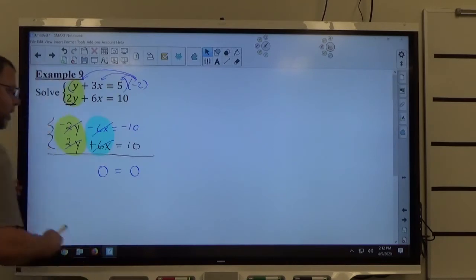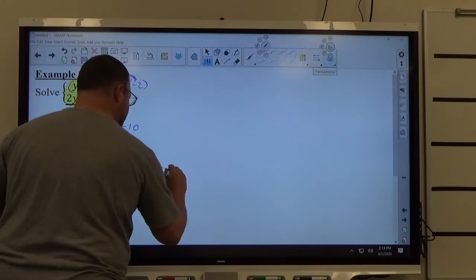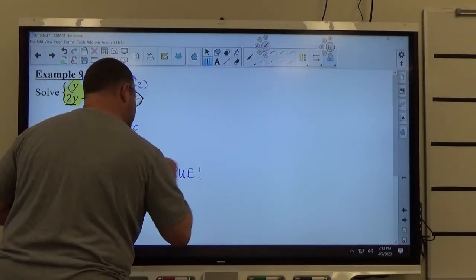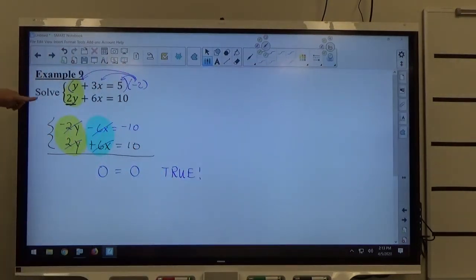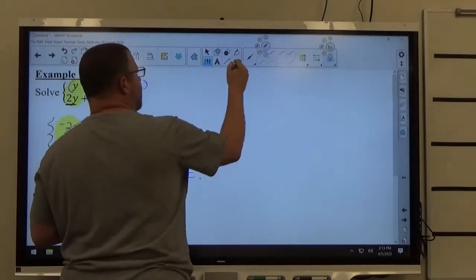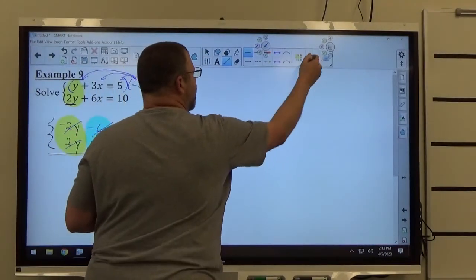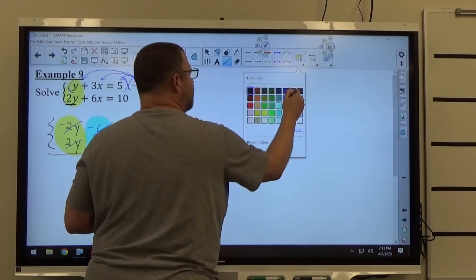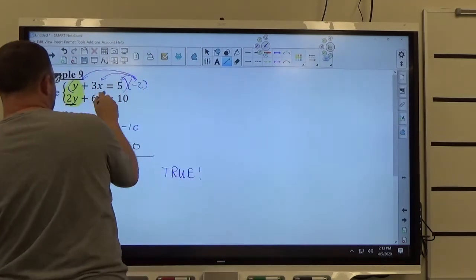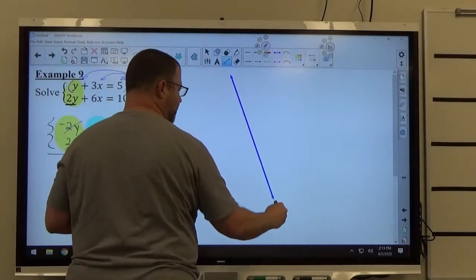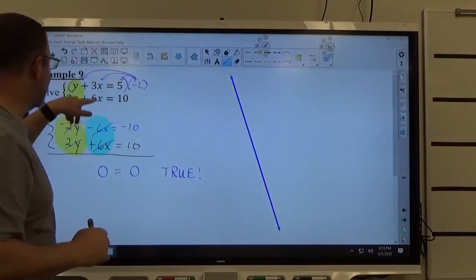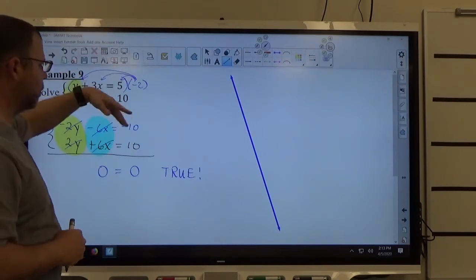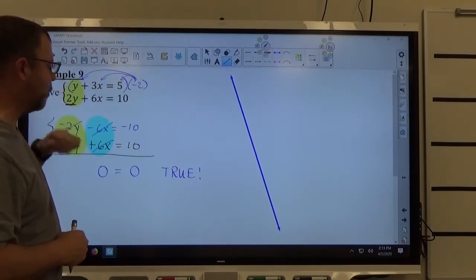So the way to make that decision is by the answer you get. If you get a true statement out of this, like we have here, that means that these two are exactly the same line. So if I were to graph them, not that I have to graph them, but let's just say I graphed them. And the top equation, let me make it blue. The top equation here would have a graph looking something like this. You can graph it on graph paper if you want to, but it has a slope of negative 3, y-intercept of 5, so it would have kind of a steep slope there and go downwards.